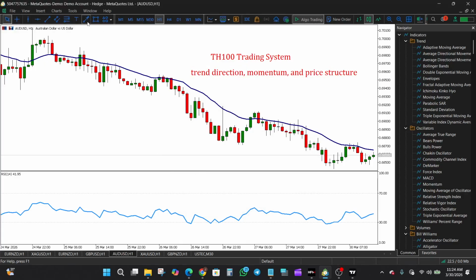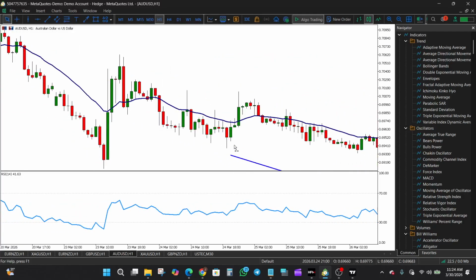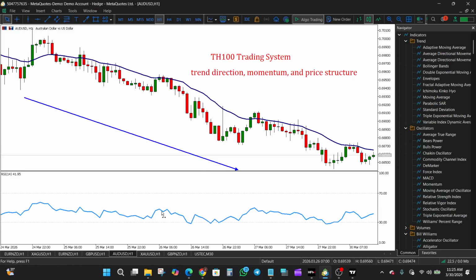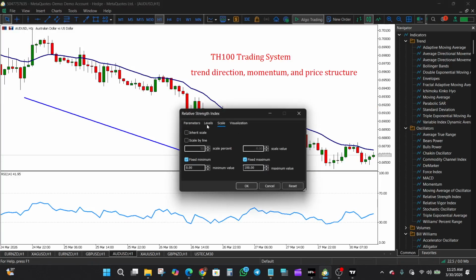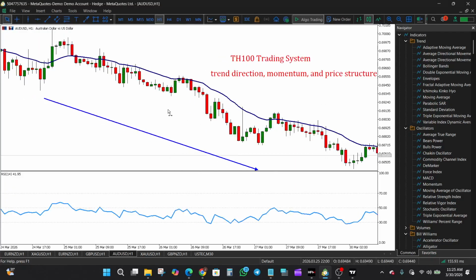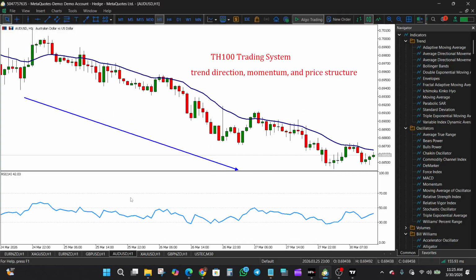So for example, we have a bearish trend direction. That is one. This has been established. Then as for momentum, let's give the RSI a 50 level quickly. At this point the RSI was dropping below the 50 level. It didn't necessarily enter overbought, but it was dropping below the 50 level consistently, and that's a sign of bearish momentum. So we have the momentum established, and we have the trend direction established.